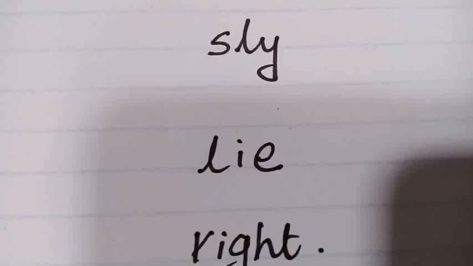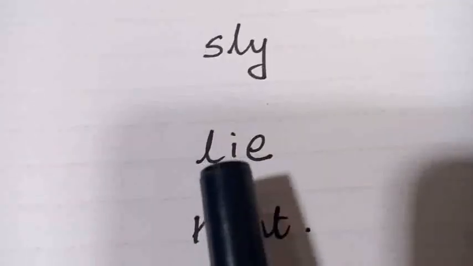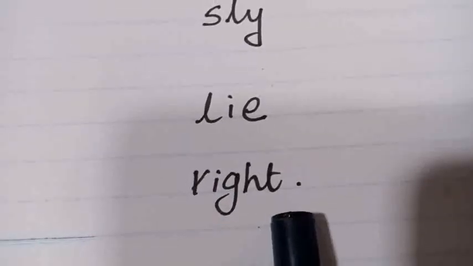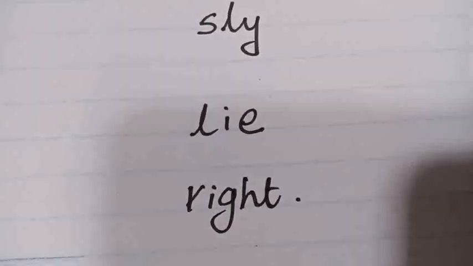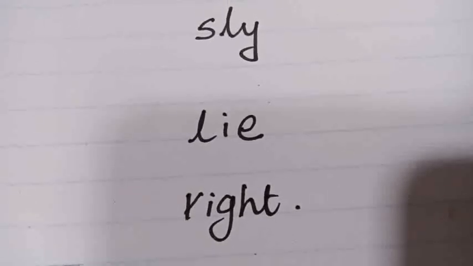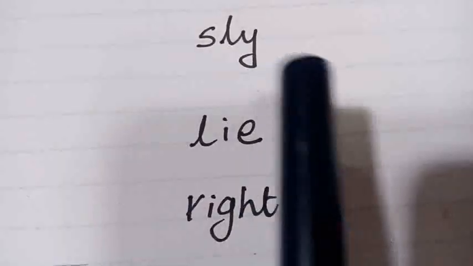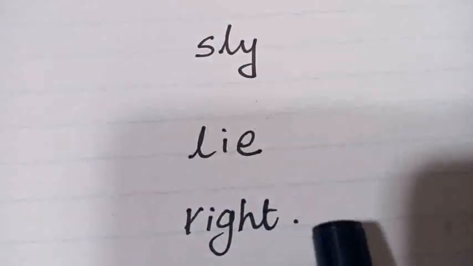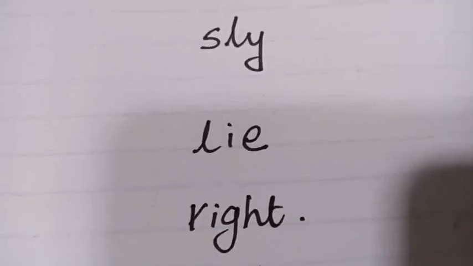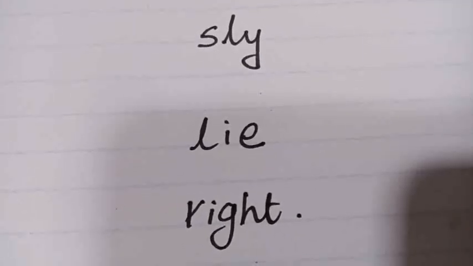Once again, see the words. Sly. Lie. Right. Yes, my dear children. Do you understand from this how to read these words? We have to use our left hand to read these words, right? You have to identify the beginning, middle and end sounds to read these words. You have to use the letter sounds from this phonics class.